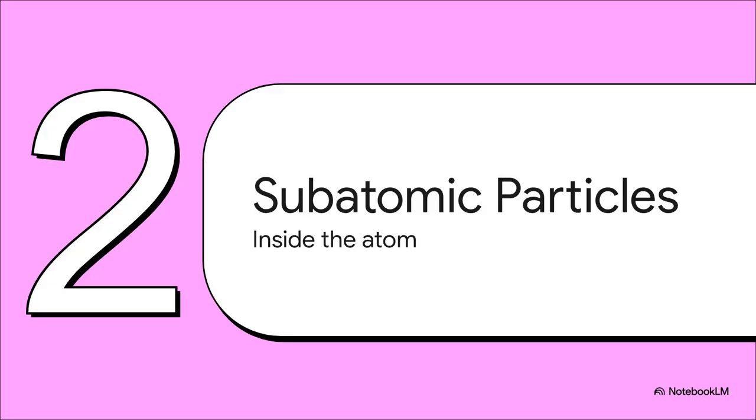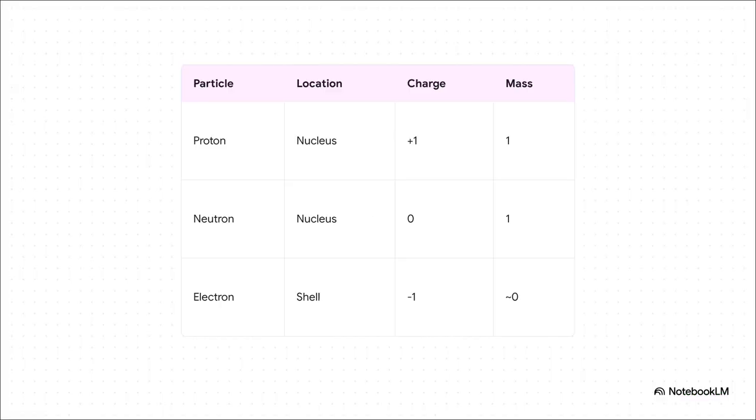Section 2, the subatomic particles, the cast of characters inside the atom. Now, let's look at how cleanly we can categorize these particles. Protons and neutrons are tightly locked together in that central nucleus. The proton brings a positive charge of +1, while the neutron is entirely neutral, 0 charge. And since they're pretty similar in size, they both have a relative mass of 1.